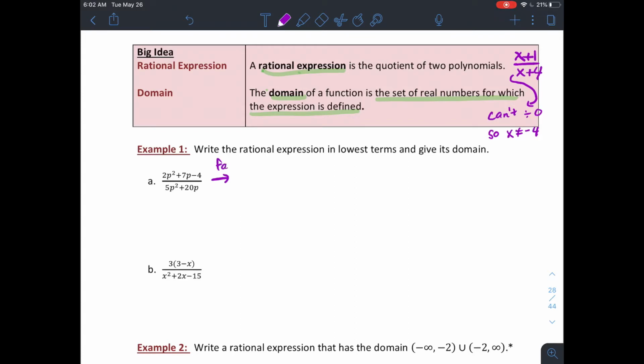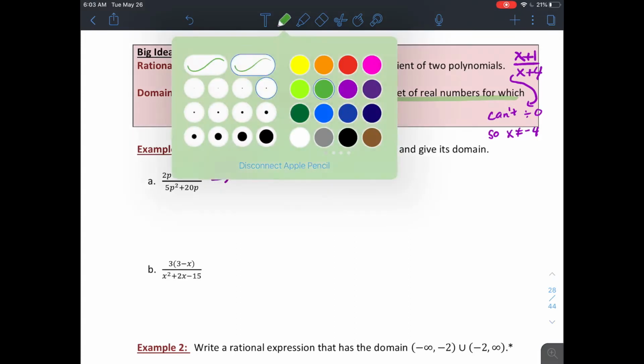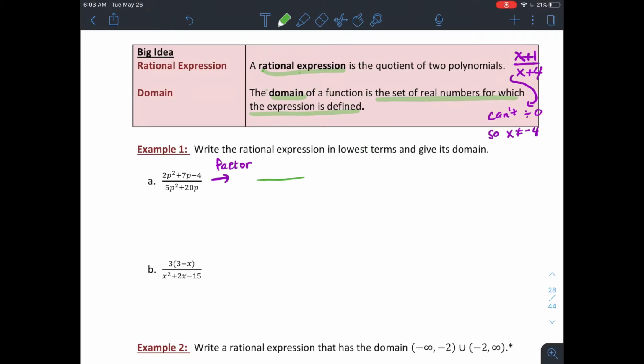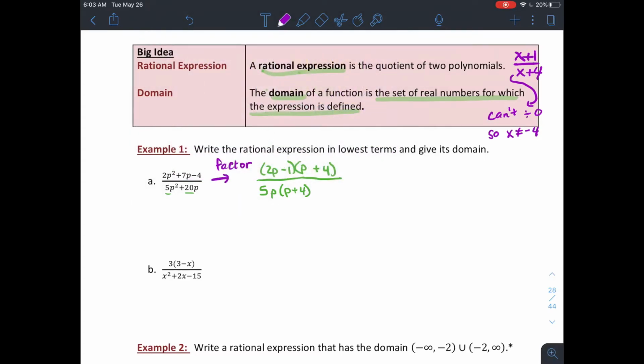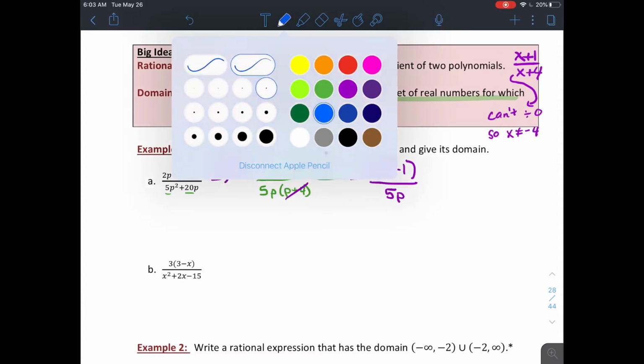If I want to write my rational expression in lowest terms and give the domain, first thing I want to do is factor, so that I can see if I have any common factors that'll divide out and reduce. So I'm going to factor a 5p out of the denominator, and then I like to guess and check factor because I'm pretty quick at it, but if you'd prefer to break up your middle term, find the two numbers that multiply to -8, add to 7, factor by grouping, you can. So once you've got it factored, you have a common factor of p plus 4, so p plus 4 divided by itself divides out to 1, and then you're left with 2p minus 1 over 5p. No more common factors, so that's your lowest terms.